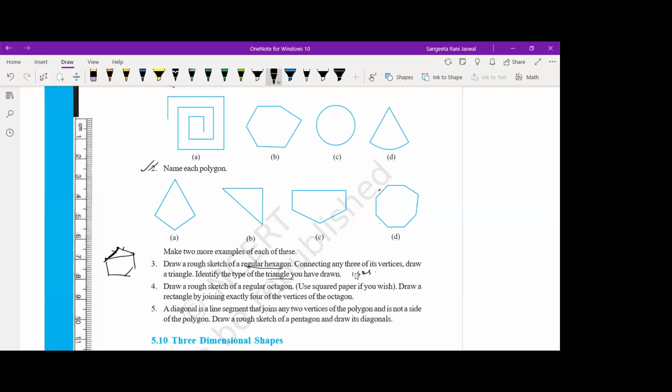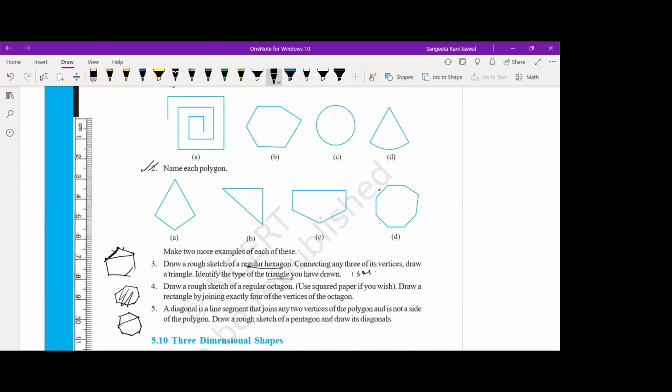Draw a rough sketch of a regular octagon. Draw a rectangle by joining exactly 4 of its vertices of an octagon. An octagon is an 8-sided figure like this. Then take like this and like this. 1, 2, 3, 4, 5, 6, 7. So one more is missing here, one more I need to make. One second, I'll make it like this. 1, 2, 3, 4, 5, 6, 7, 8. Now it's an octagon, right? So it's saying that if I join the 4 dots, 2 are already joined here.